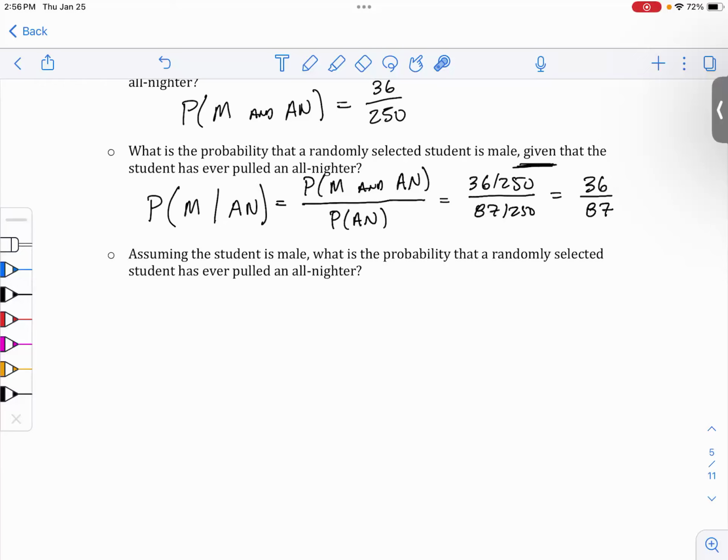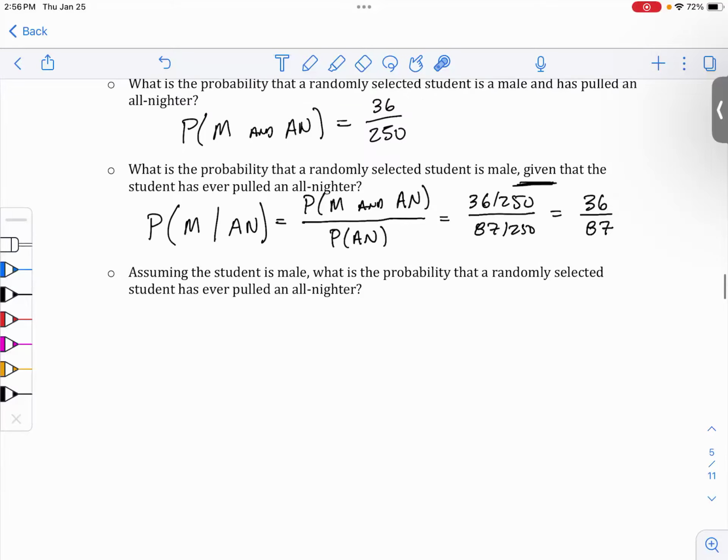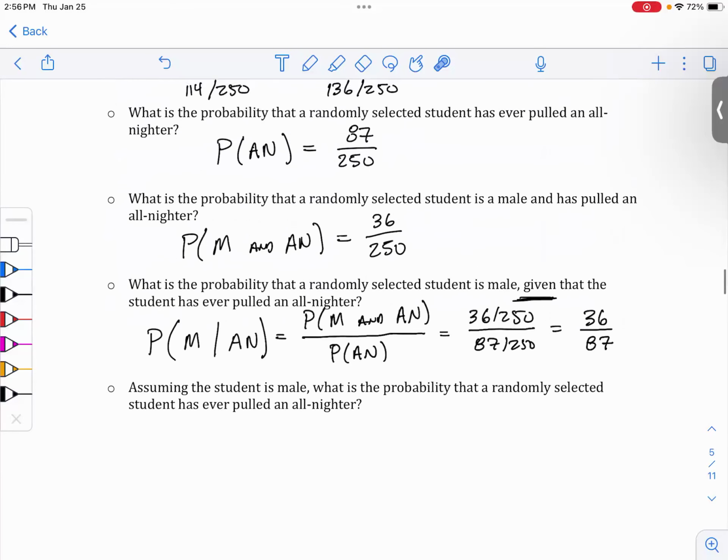Oh, this is saying, what's the probability of being a male and all-nighter? What word is this missing? If it was male and all-nighter... Given? You're saying this is a given? No, that's the word that's missing. Oh, it doesn't have the word given, you're correct. Right here, what's the probability that a randomly selected student is male and has pulled an all-nighter?